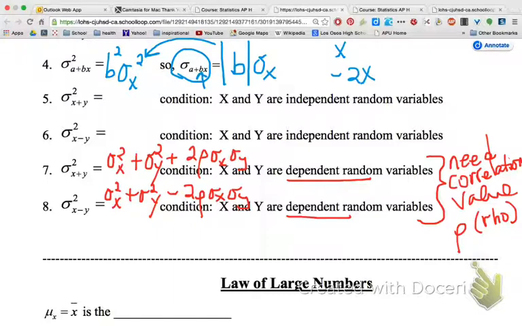Again, you will never have to know those formulas in terms of being able to work them out, but you do have to know that if the variables are dependent, or if they don't tell me that they're independent, I cannot assume that they're independent. And so then I would have to say, oh, can't do that problem. You didn't say they were independent, Torres. Therefore, they might be dependent, and I would need the correlation value.